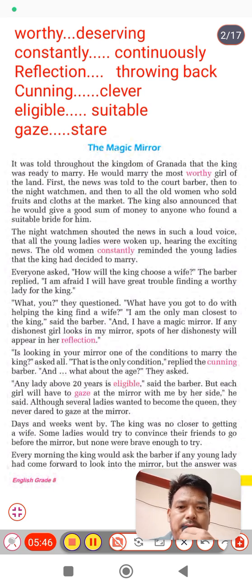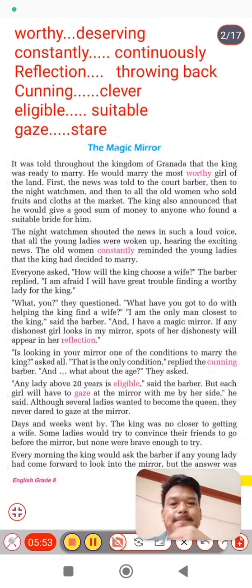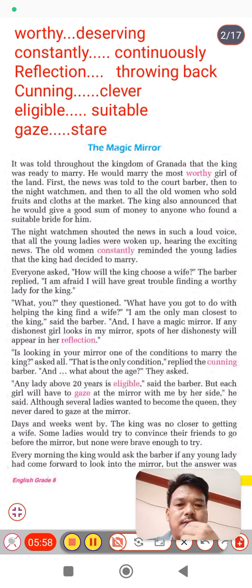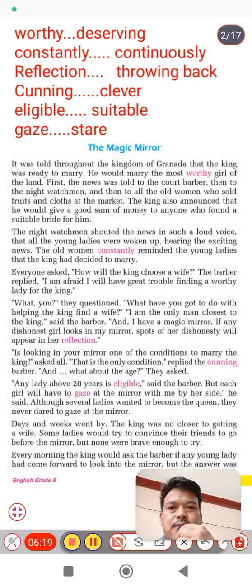The king had also announced a sum of money for those who would find a suitable or deserving bride for him. So this is all about the first paragraph: the king was ready to marry, and he told this news to everyone, and secondly he announced the prize also for those who would find a suitable bride for him.